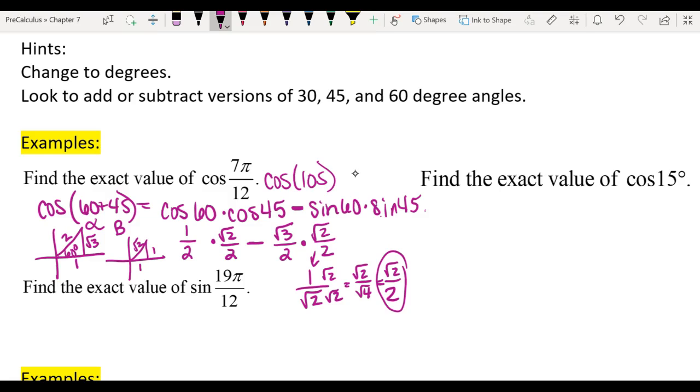So 1/2 times square root of 2 over 2, isn't that square root of 2 over 4? Minus square root of 3 times square root of 2 is square root of 6 over, what would the bottom be there? Be 4, right? So you have square root of 2 over 4 minus square root of 6 over 4, which is square root of 2 minus square root of 6 over 4. That's your final answer.